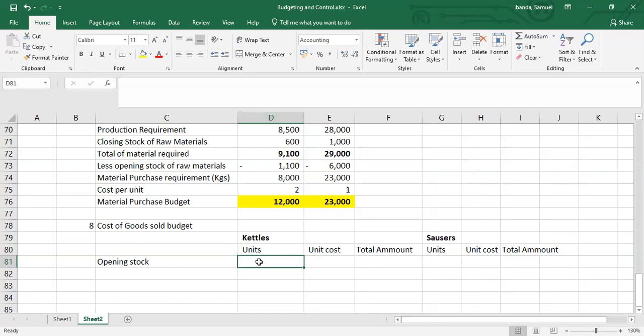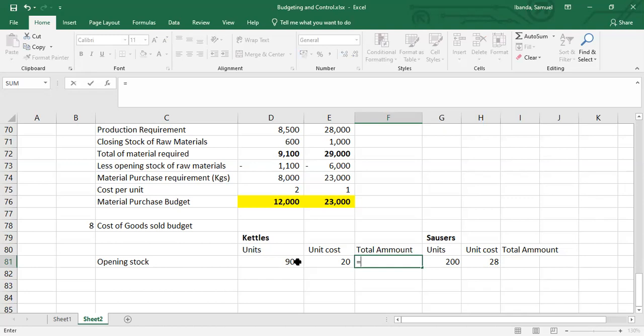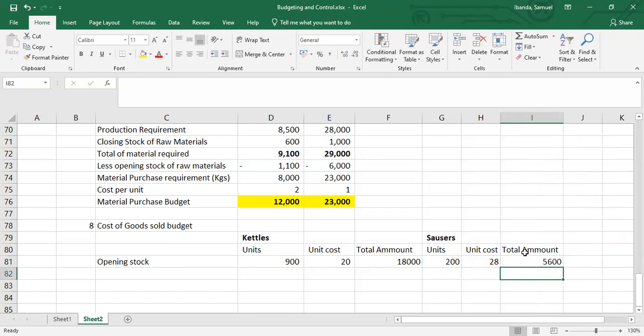So what we are saying is that the opening stock, as we were given in the question, for kettles is 900, and for saucers is 200, okay? And then the unit cost they gave us was 20 for kettles, and for saucers it is 28. So if we want to determine the total amount, it will be this times this, and then this multiplied by 28, okay, to give us that.